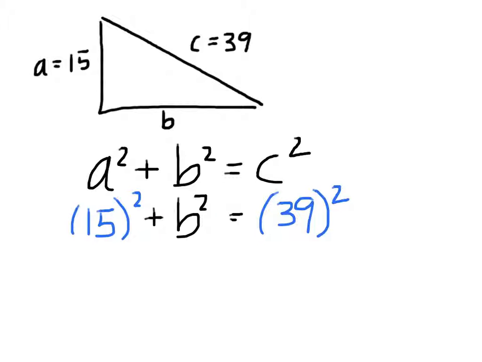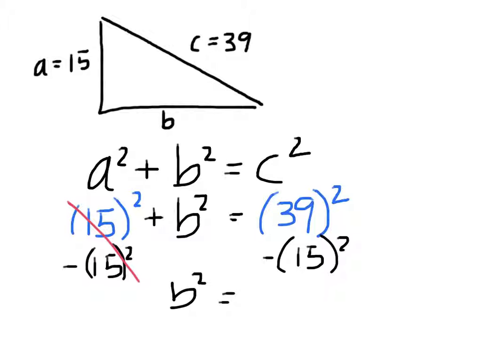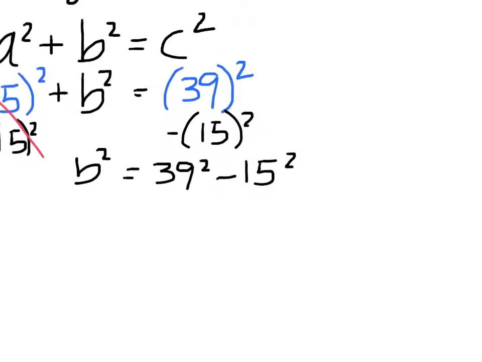Okay, so that means we want b all by itself. So we're going to have to minus the 15 squared over here and minus 15 squared over here. Of course, we're going to have to figure out these different numbers. And so these guys will cancel, and then that will leave us our b squared. And so we have 39 squared, whatever that is, minus 15 squared, whatever that is. So we will go over here and figure those guys out.